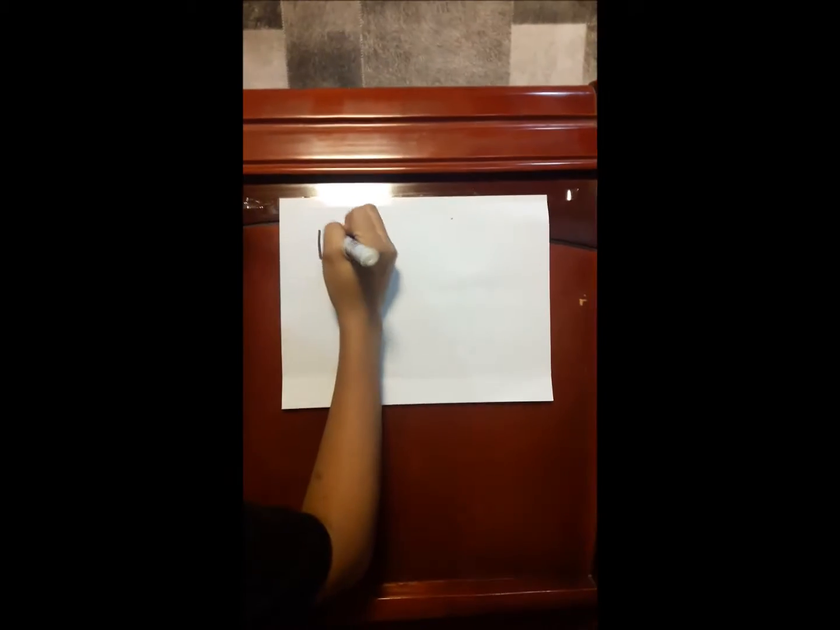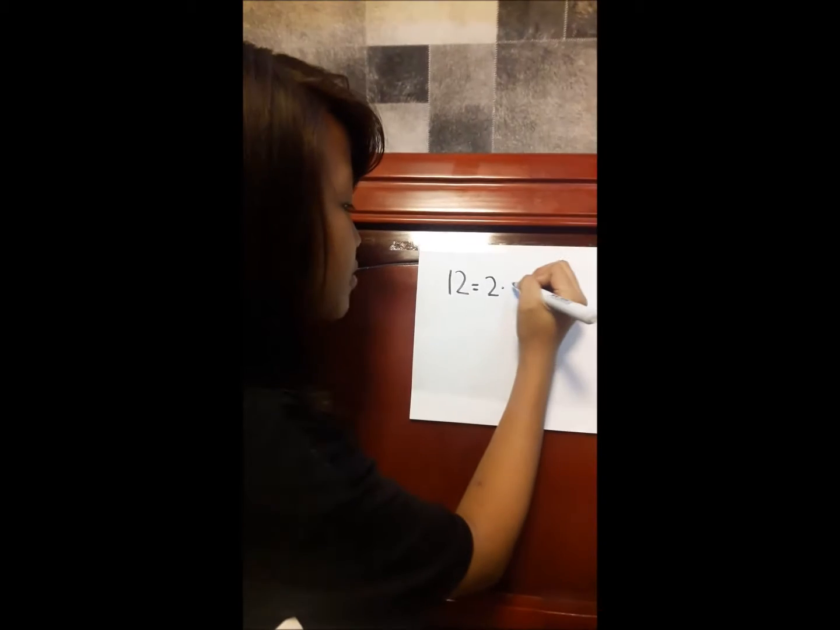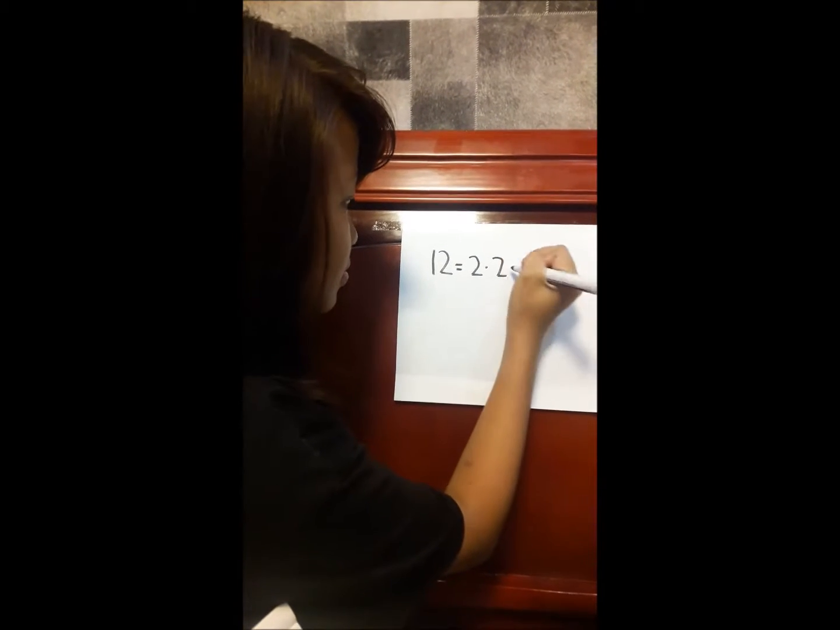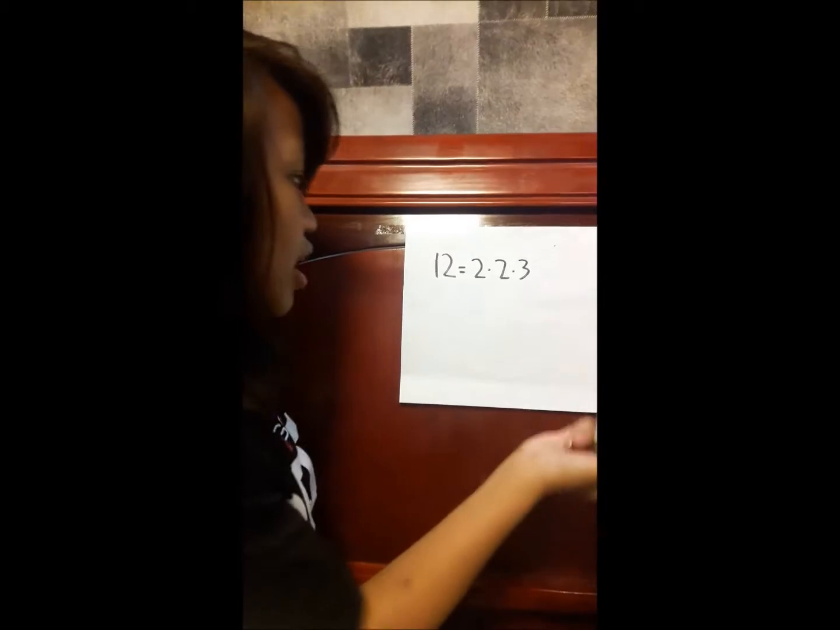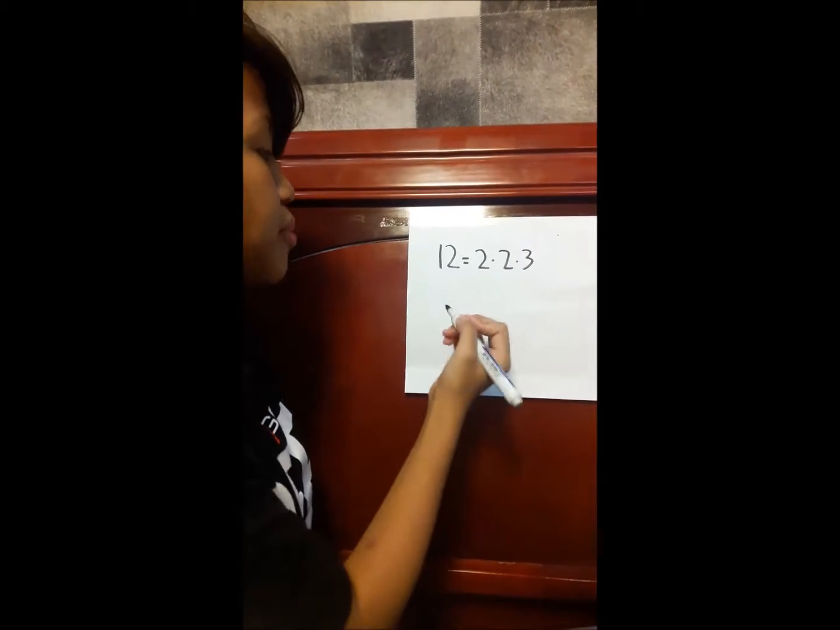Hi guys, I'm back, and now we're going to find the GCF. So now we're going to put the 12 and the one that we found from the factorization. Now, how to find a GCF? We're going to put an example here.